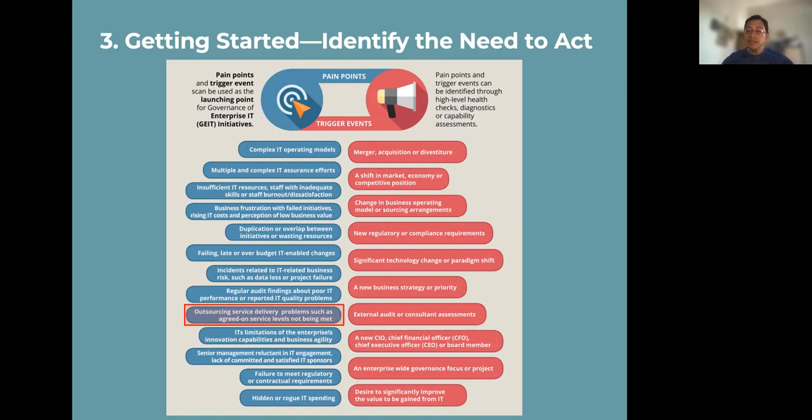And sometimes the senior management is reluctant to sponsor the IT initiatives. There is a lack of commitment, and also dissatisfied sponsors, probably because they were disappointed in previous cases. Probably IT failed, and many times IT failed, not according to their needs, or their directions or hopes, or the target. That's why it can be a pain point for them. And then failure to meet regulatory or contractual requirements. So it is about legal matters here. Actually this one can be very severe.